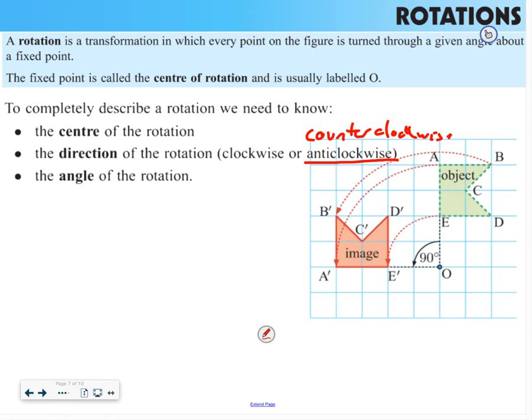Again, we still call the object after it's been rotated an image, and note it with our prime symbols here. We can see this object has been rotated about our point O. The angle of rotation is 90 degrees, and since it's going the opposite way of the clock, it's counterclockwise or anti-clockwise.